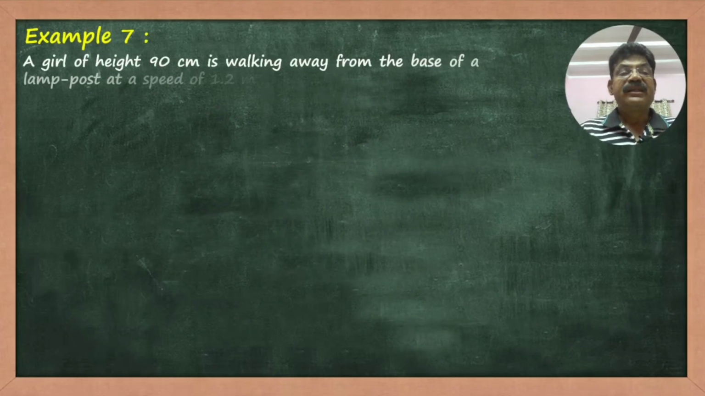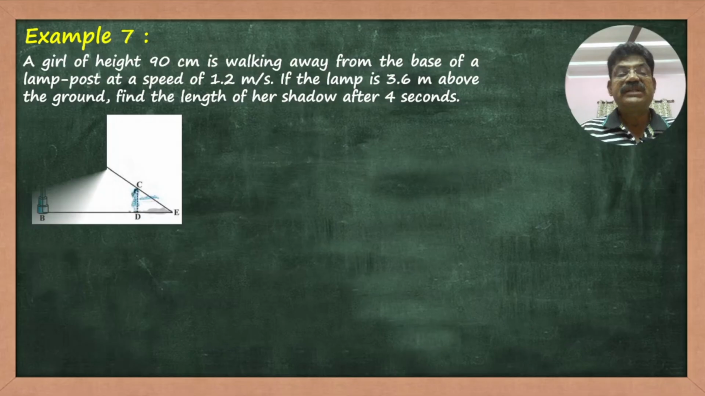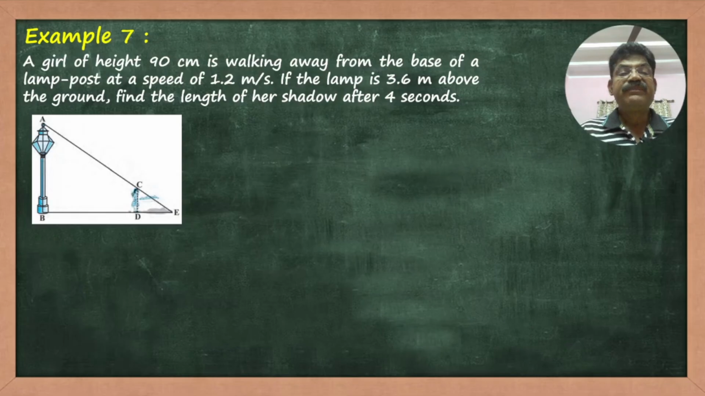Example 7. A girl of height 90 centimeter is walking away from the base of a lamp post at a speed of 1.2 meter per second. If the lamp is 3.6 meter above the ground, find the length of the shadow after 4 seconds. You look at this picture. So AB is the lamp post. After 4 seconds from B, she came to the position D. Now you have to find out the shadow length. That is, you have to find the length of DE.